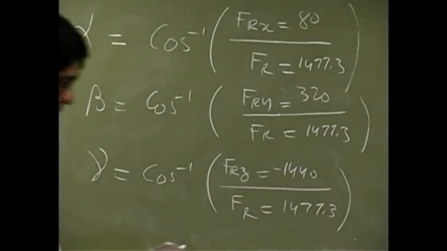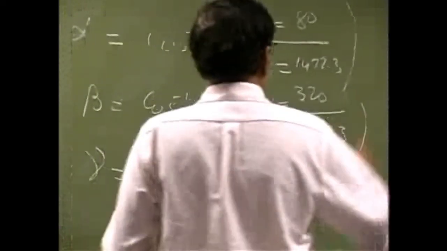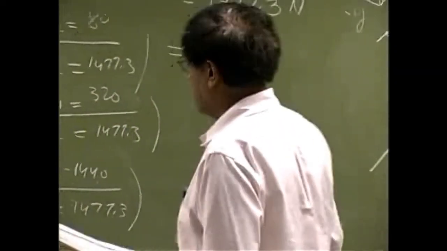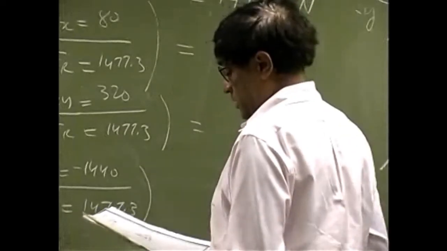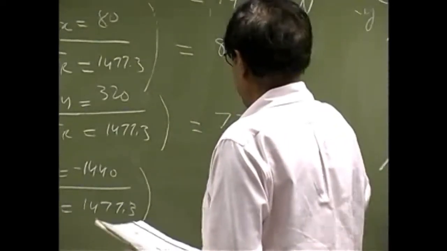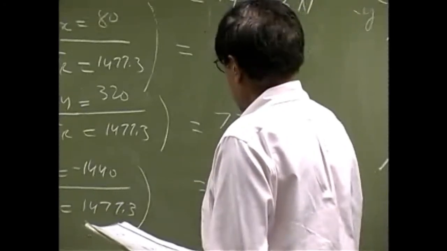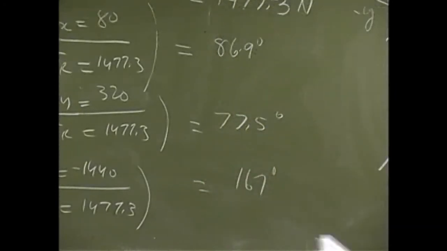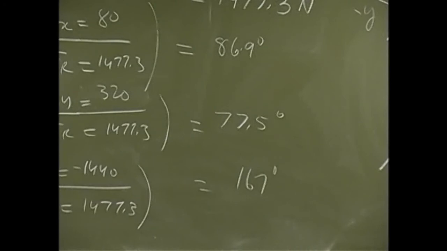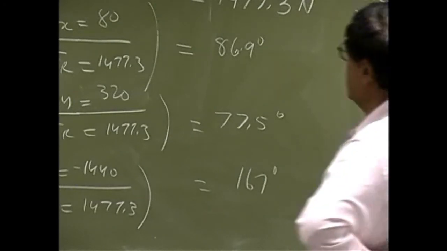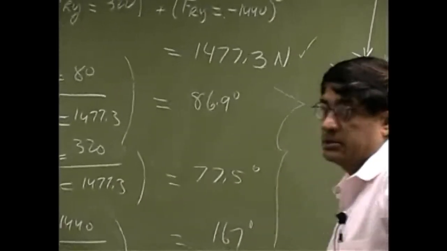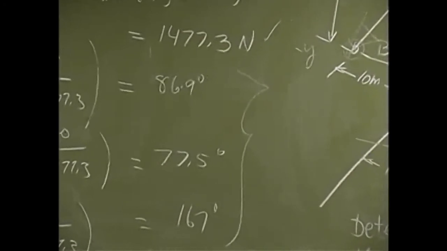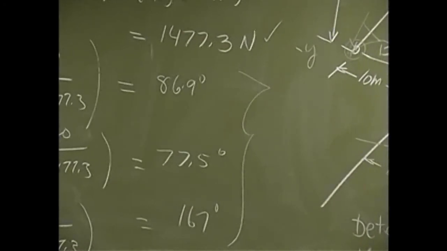And if you go through the calculations, then your first angle is 86.9. Second angle is 77.5 degrees. The third angle is 157 degrees. So, and that's all you need for the solution. You need this, that was magnitude. You need all these three angles to define the direction of the resultant force.